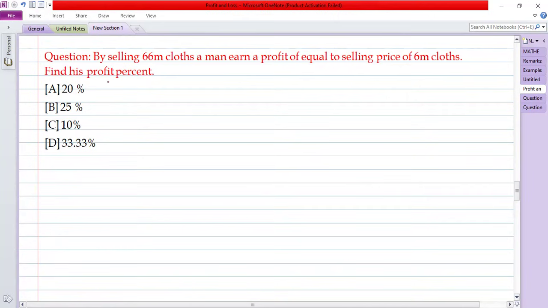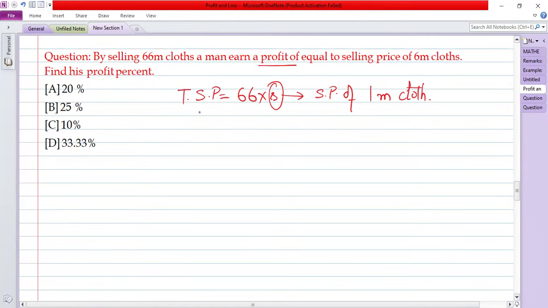So this is one more question on the same type. So here, what is the total selling price? The total selling price will be 66 into S. What will be this S? It is nothing but the selling price of 1 meter cloth. And here, a profit amount is given. So what is the profit amount? It is equal to the selling price of 6 meter cloth. So obviously, what will be the total cost price? So obviously it will be 60 times S.